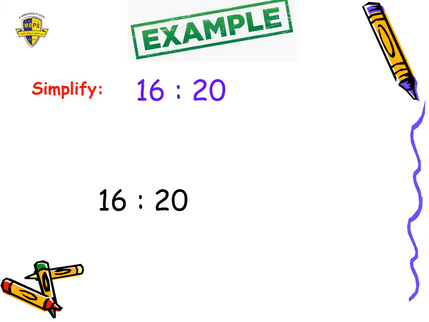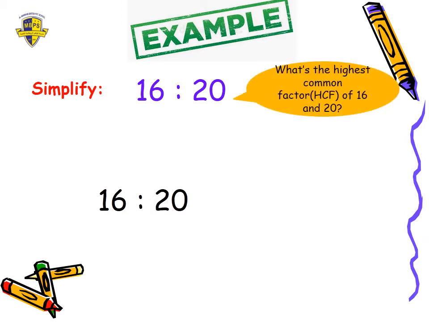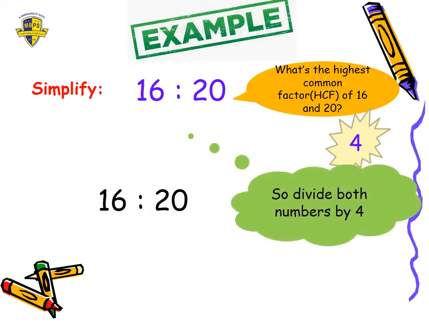What is it? Excellent. It's 4. So we can divide both numbers by 4. 16 divided by 4, and 20 also we can divide by 4. Now let's divide. 16 divided by 4 equals what? 4. And 20 divided by 4 equals 5. Excellent. So this is the simplest form, 4 to 5.